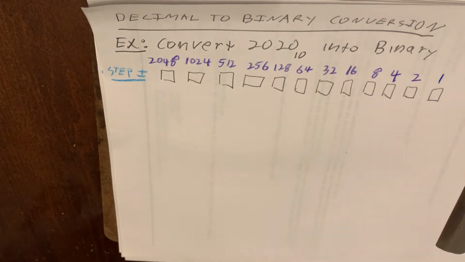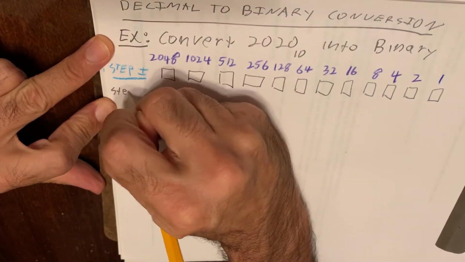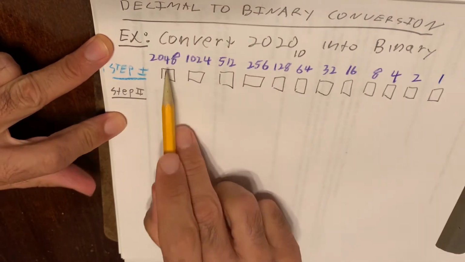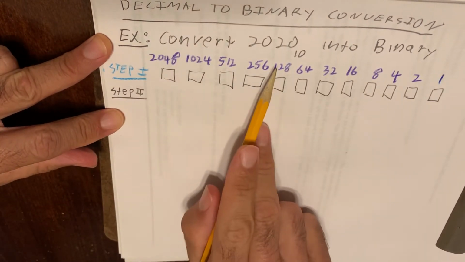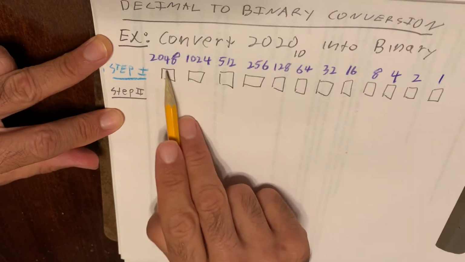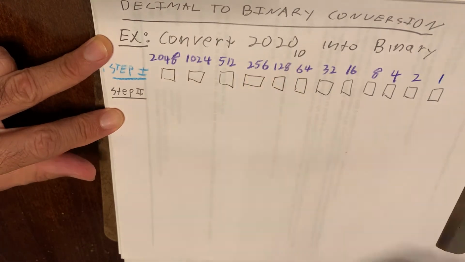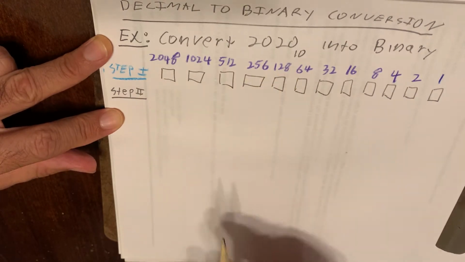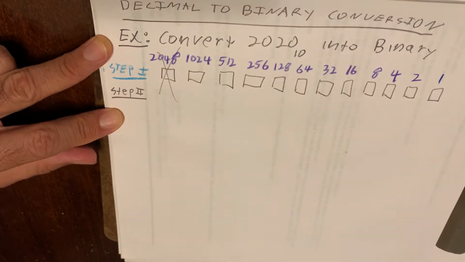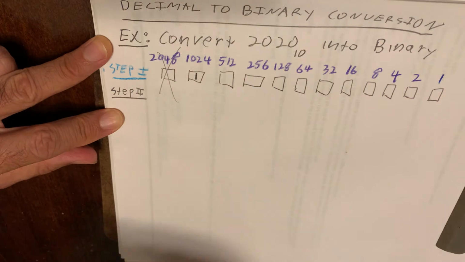And what we're going to do in step 2 will be to find the largest place value that does not exceed the number that we want to encode into binary. So if you look at it, 2048 is actually greater than 2020. So that's too much. We wouldn't use this place. So we could put a little X through it if you want. And we'll start off with 1024. So the following steps are an algorithm that we do the same way every time.